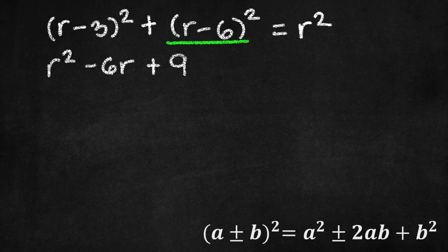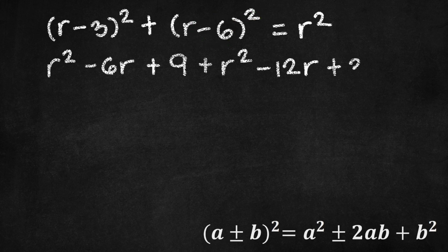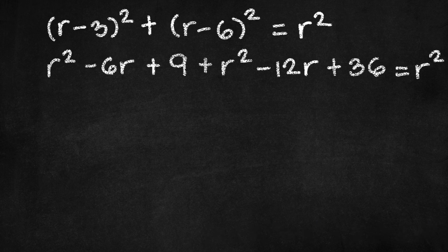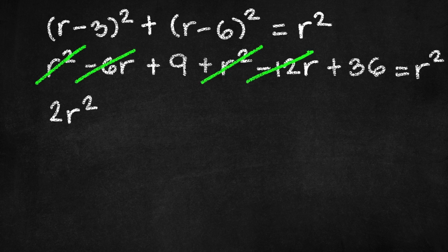Now do the same with (r minus 6) squared. We have r squared, and then r times negative 6 times 2, which is negative 12r, and then 6 squared, which is 36. Time to combine like terms. R squared plus r squared is 2r squared. Negative 6r minus 12r is equal to negative 18r. 9 plus 36 is 45.